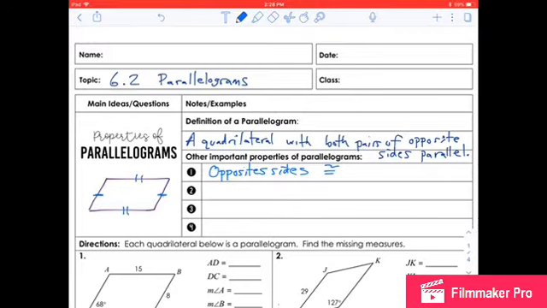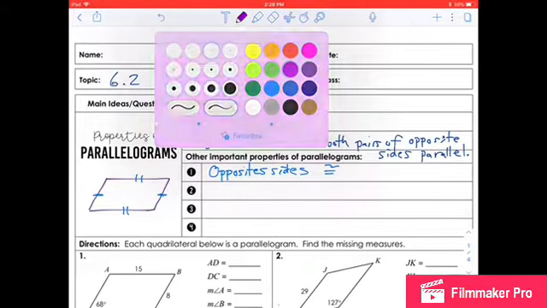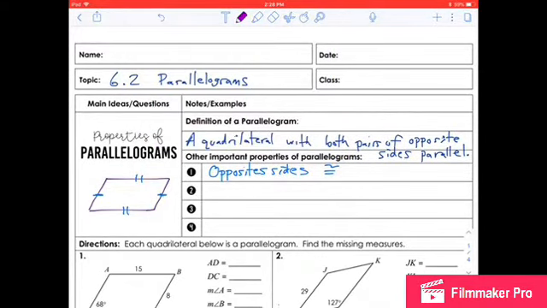Okay, number 2, the second property says that opposite angles are also congruent. Opposite angles, so this angle and this angle are congruent, as well as this angle and this angle are congruent.